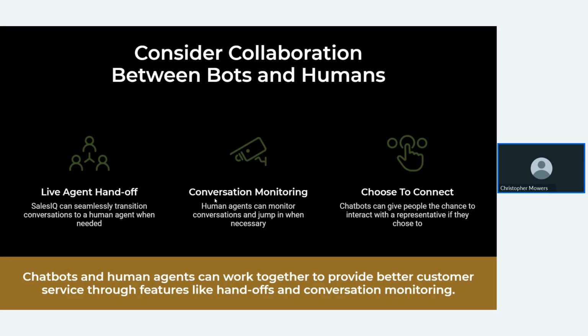Another one is conversation monitoring. One feature of SalesIQ is that when users are interacting with the bot, agents can have visibility into that interaction. So if you have people on chat support who are not actively chatting, and part of their job is to monitor these conversations, they see something that they want to jump on, they can do that.